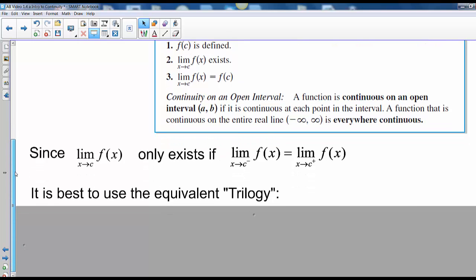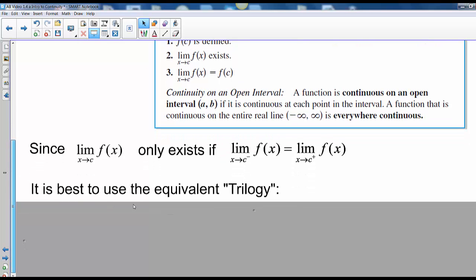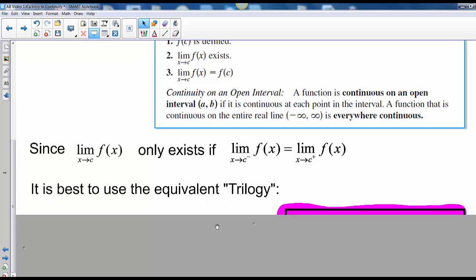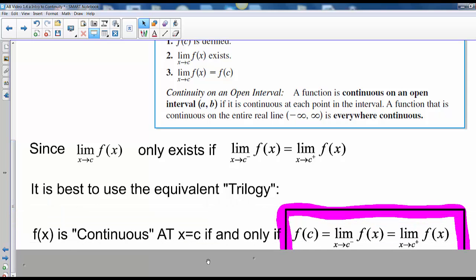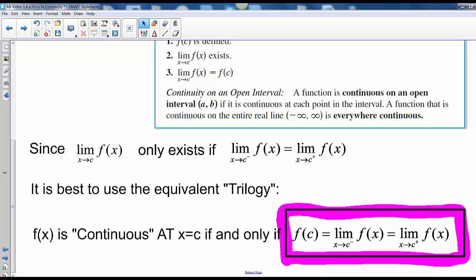So we're just going to have one statement instead of three separate statements, and we're going to say that f of x is continuous at c if and only if these three things are equal. If f of c equals the limit as x approaches c from the left of f of x equals the limit as x approaches c from the right of f of x. I would strongly suggest you write this one first, because you're so used to just looking at the two one-sided limits that you will forget that it also has to equal f of c.